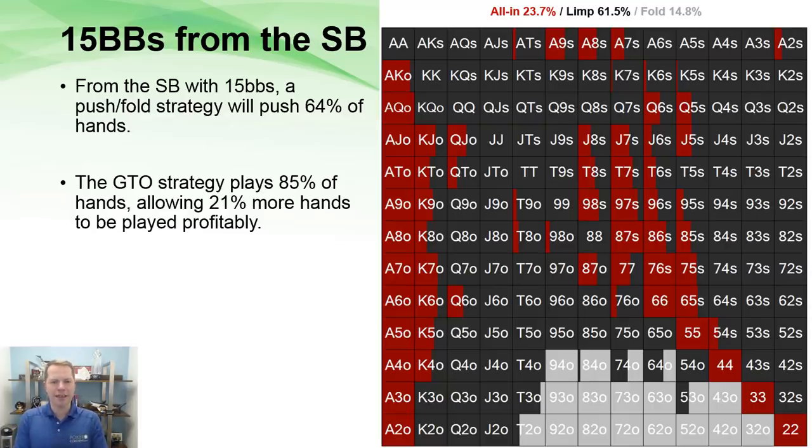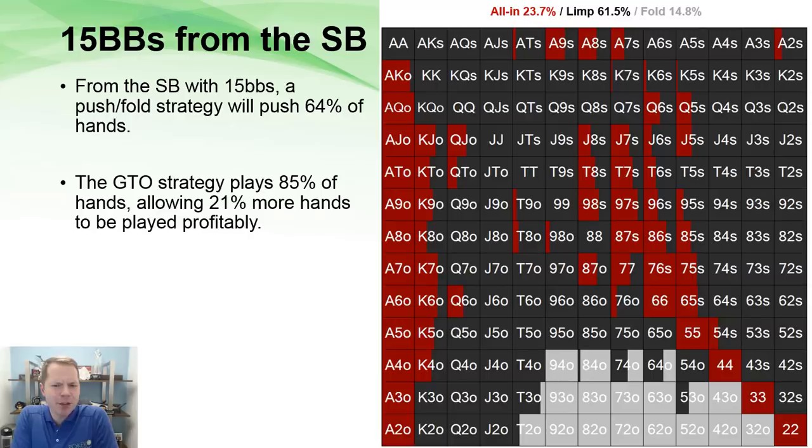If you use only a shove or fold strategy, you can only go all in with 64% of hands. Now, 64% of hands is a lot. But if you use this game theory optimum strategy, which has you going all in only with 23% of the hands, so 24% of the hands that are red here, you're limping a whole load of hands, and then you're folding the absolute trash because you're getting good pot odds, right?